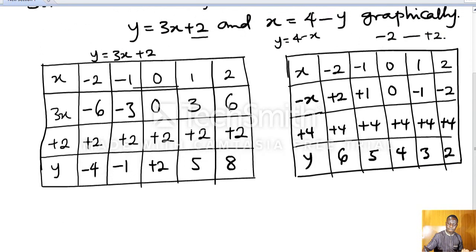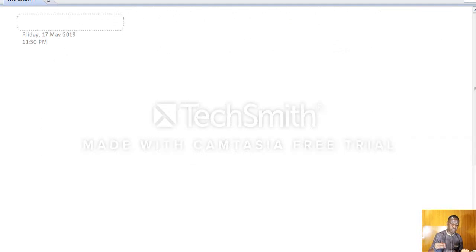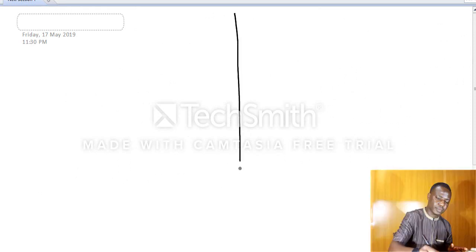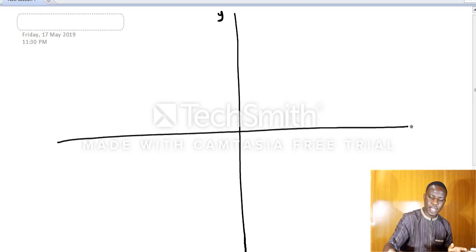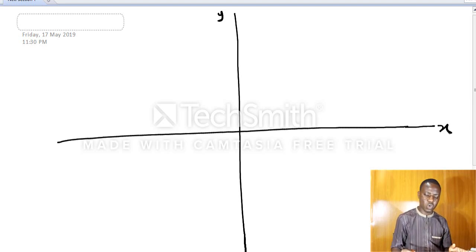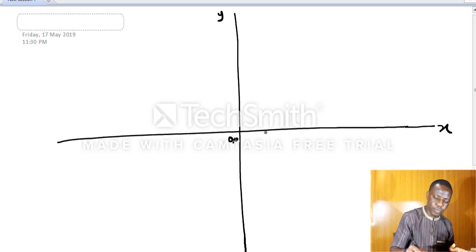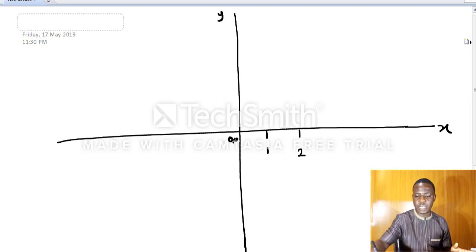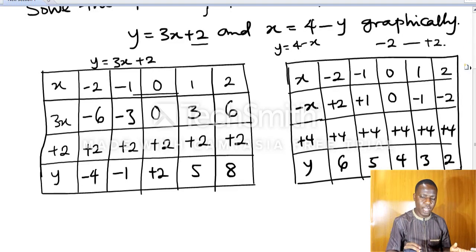I'm going to plot them graphically. So let's take a new page. So this is going to be my graph. Let this be my y and this is for x. So this is our origin, which is 0, 0. So let this be 1, let this be 2. But before you do that, in choosing your scale, you need to find the highest and the minimum value of y, and that will give you the length of your graph. So the highest value of y is 8, while the least value is -4. So that should be my interval.